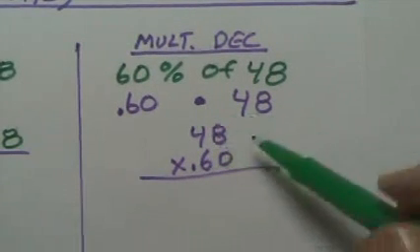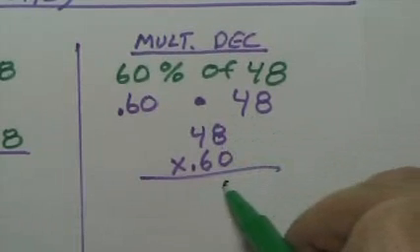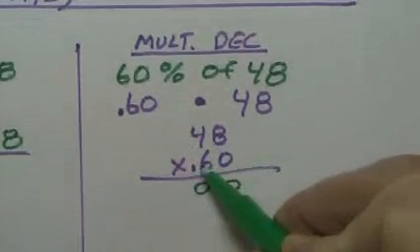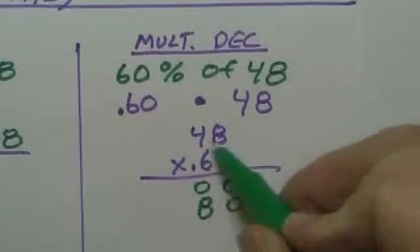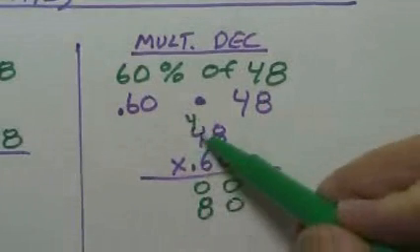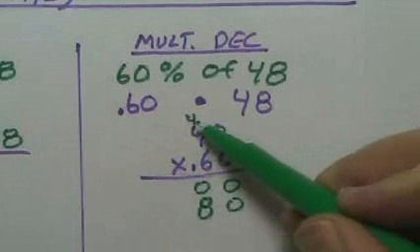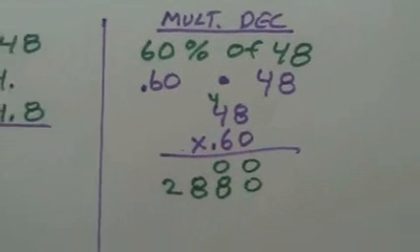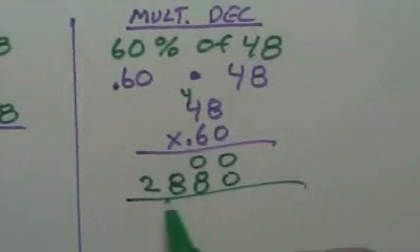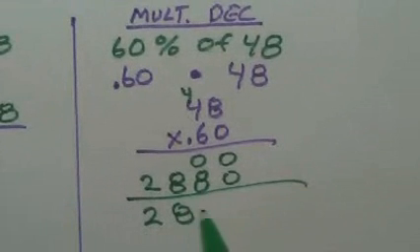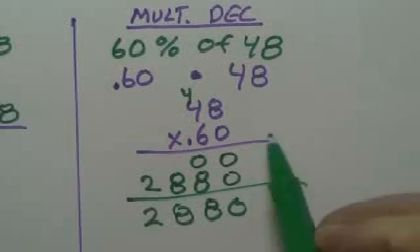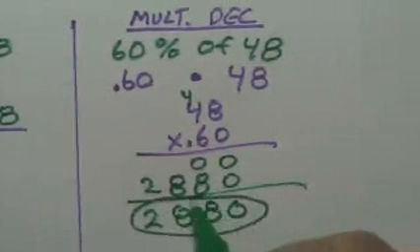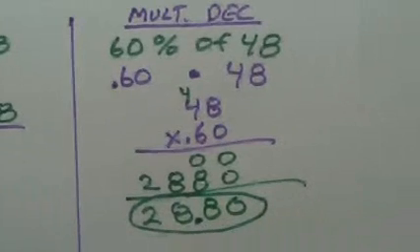Let's go ahead and multiply this out. Now there are shortcuts to multiplying it, but I'll just do it the long way. 0 times anything is 0. Put a space holder. 6 times 8 is 48. Carry the 4. 6 times 4 is 24, and 4 makes 28. So that is 2, 8, 8, 0. I move the decimal over 2 spaces, so it's 28.8 or 28.80.